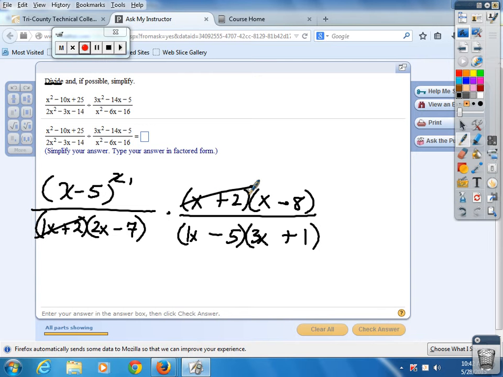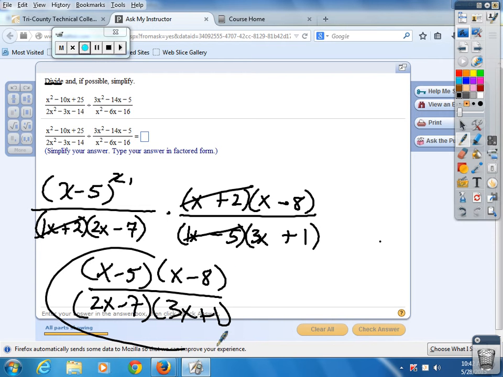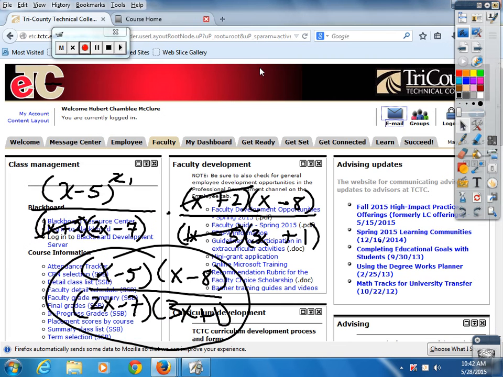Anything else cancel? No. And that gives you x minus 5 times x minus 8 over 2x minus 7 times 3x plus 1. Now that's 2 good questions for your notes. And we cut out a lot of time there, so it served its purpose.